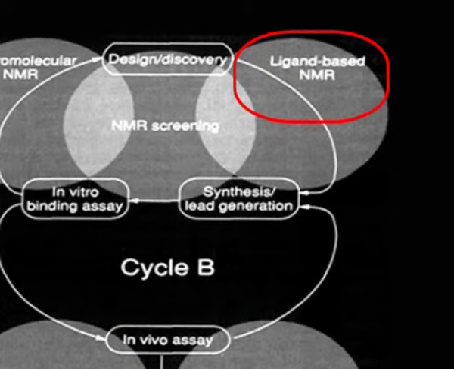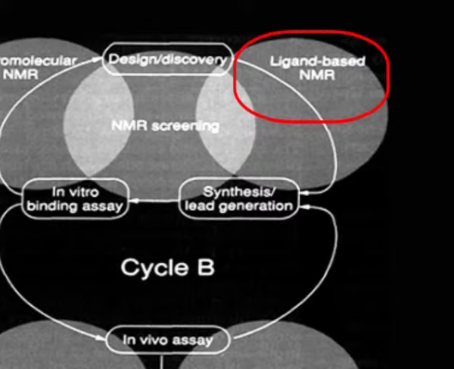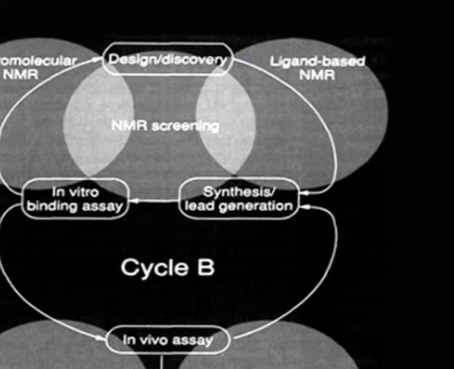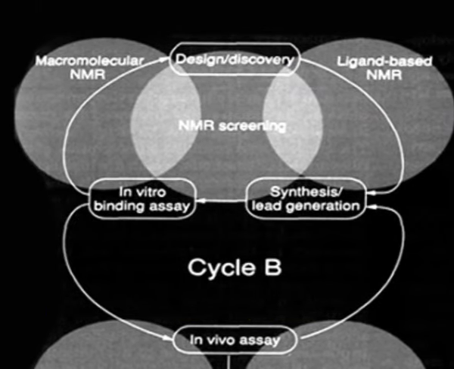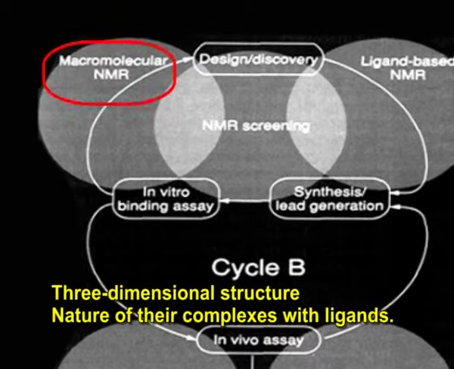This involves the studies of drugs and drug leads, typically organic molecule with a molecular weight less than 500 Dalton, but also including small proteins of up to few kilodalton. These studies may be used to characterize natural product or synthetic drug leads or to determine their conformation. Second one is macromolecular NMR. This involves the studies of the macromolecular targets of the drugs, typically to determine their three-dimensional structure and or the nature of their complex with the ligands.